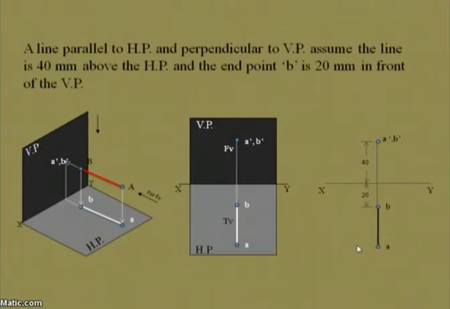This is the way of drawing the front view and top view, that is, the orthographic views, for a given line when it is parallel to the horizontal plane and perpendicular to the vertical plane.